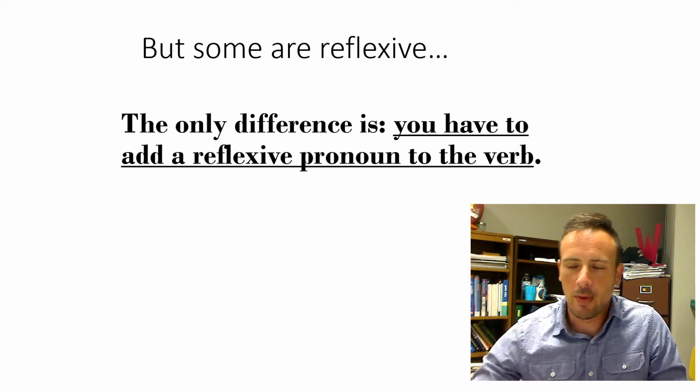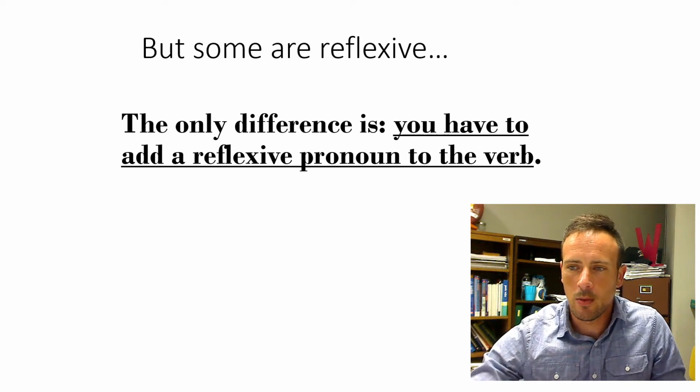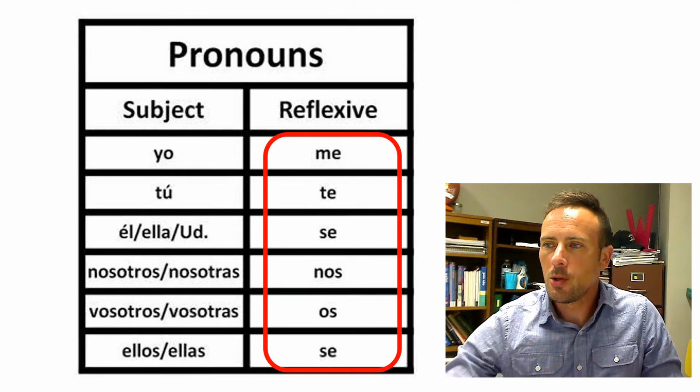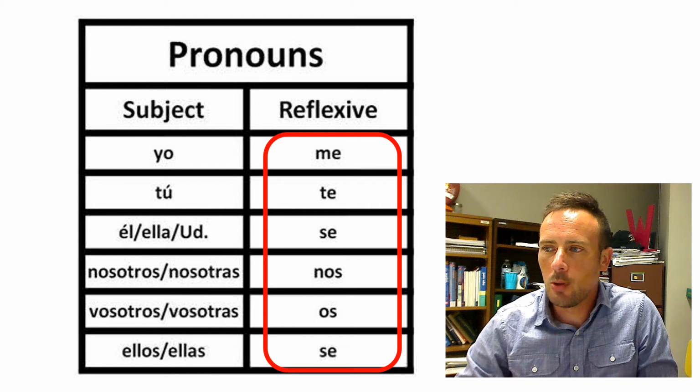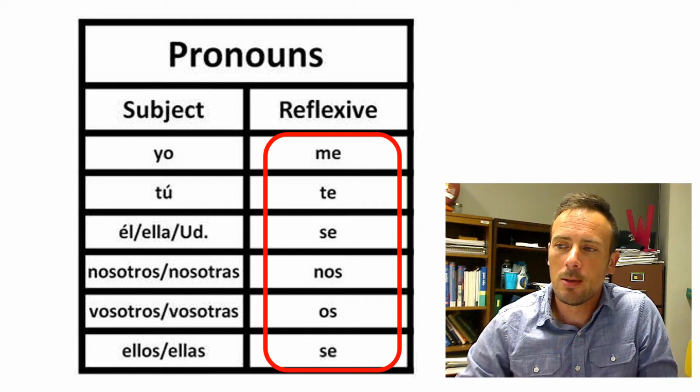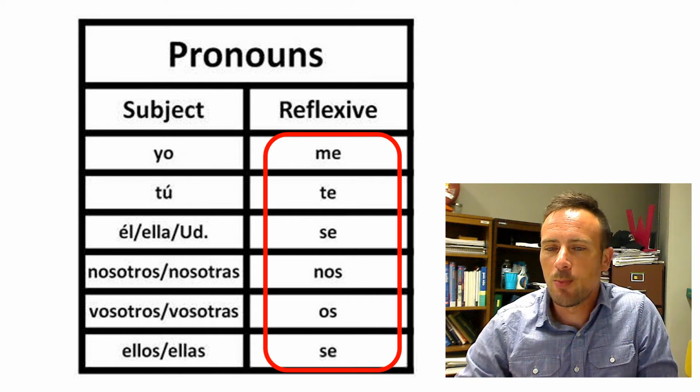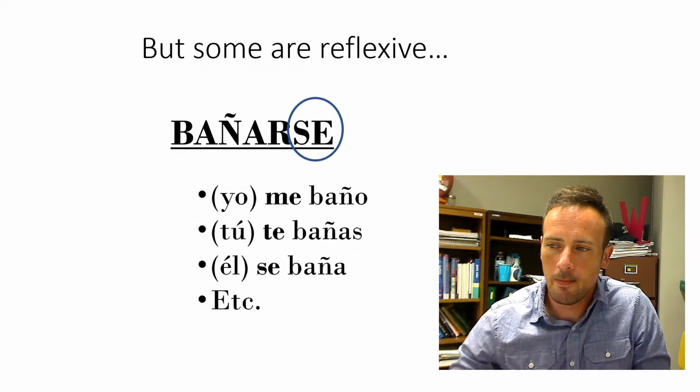Like I said, a reflexive verb just needs a reflexive pronoun. That's all. Everything else is the same. So you can see the reflexive pronouns. For yo, the reflexive pronoun is me, right? For tú is te, etc.